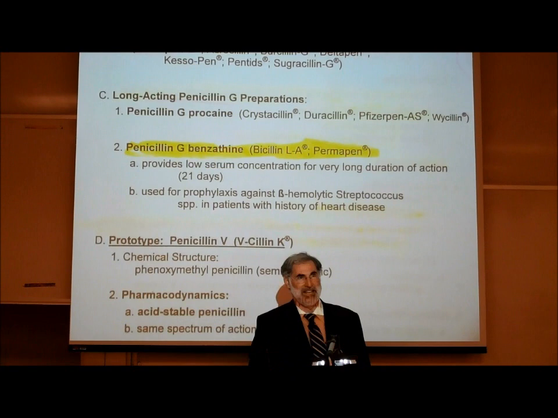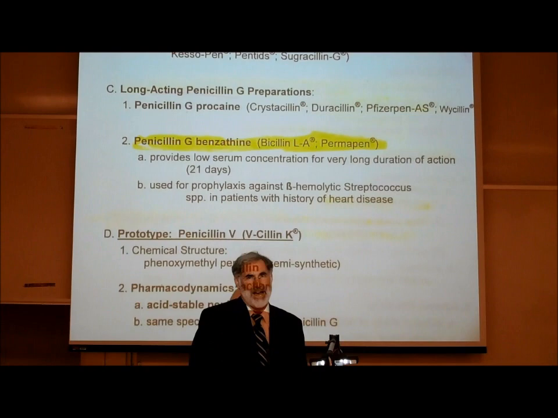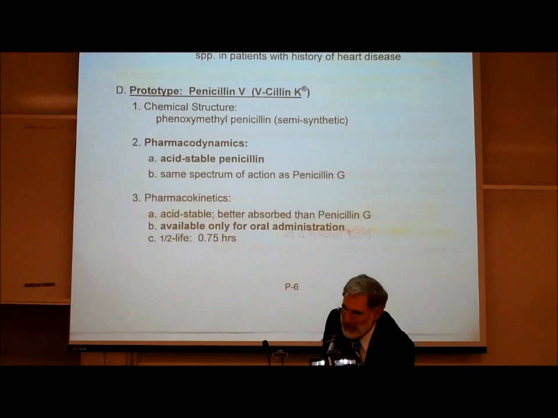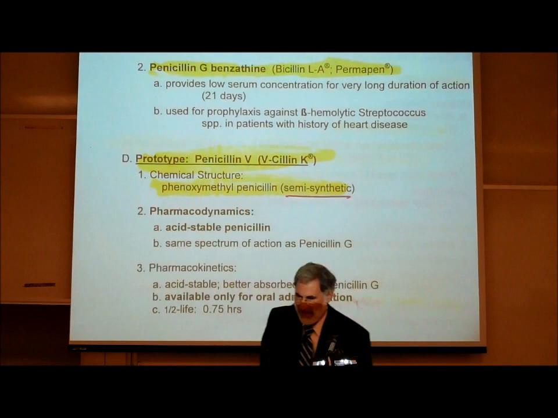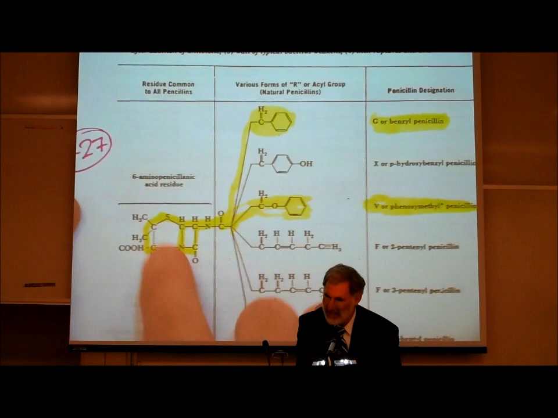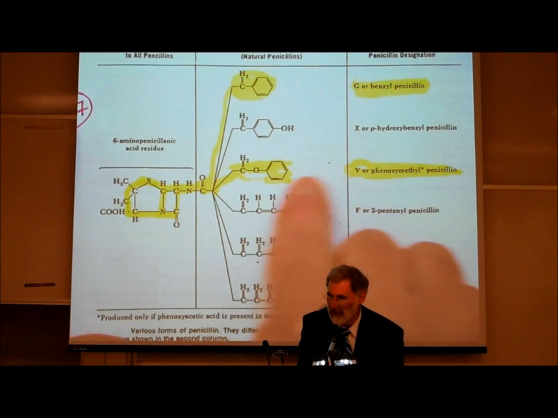Now, penicillin G, we said, is given by injection because if you take it orally, most of it is broken down by hydrochloric acid. So, they developed what's called penicillin V. Penicillin V is phenoxymethylpenicillin. It is semi-synthetic. If you're wondering, so what did they do? They took the original penicillin, remember the house with the attached garage and this side chain? And they modified the side chain from this to this. This is called penicillin V, and this one can be taken orally.